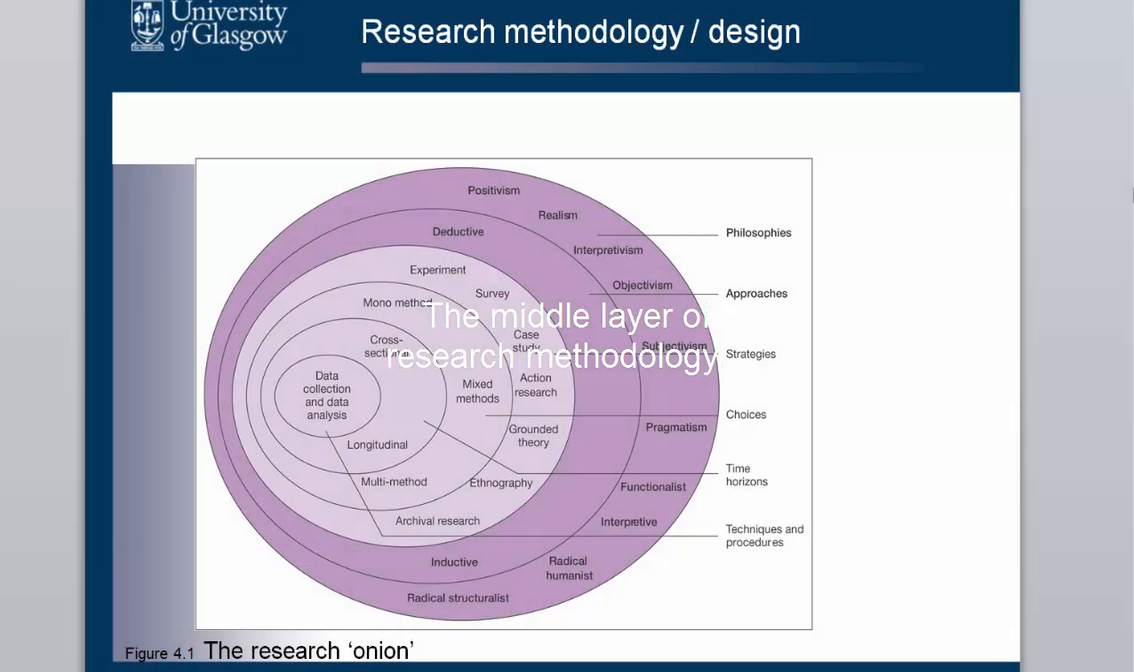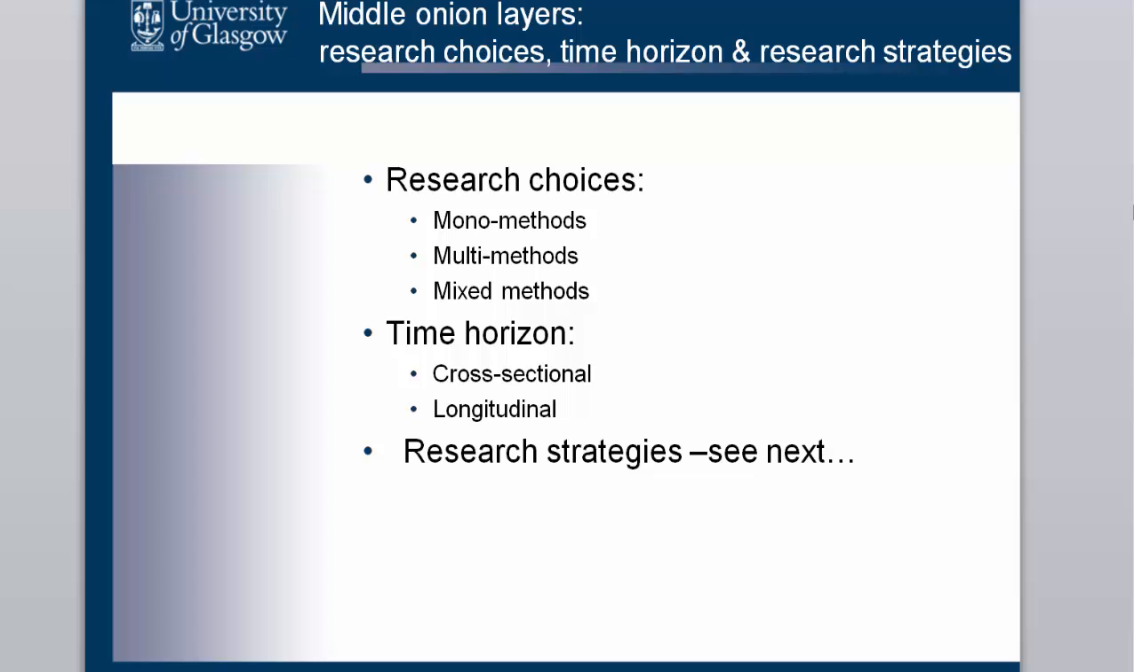Okay, time has come now to look at the middle layer of the research onion. So what lies in the middle? It's the time horizon, the choice of methods, so mono method, mixed method, multi-method, and most importantly, the research strategy, which we will discuss to some length next. So these are your middle layers.